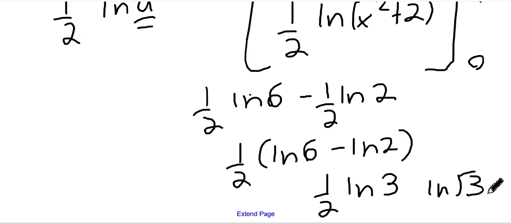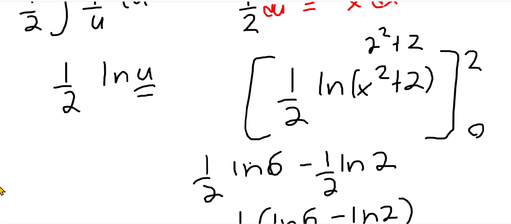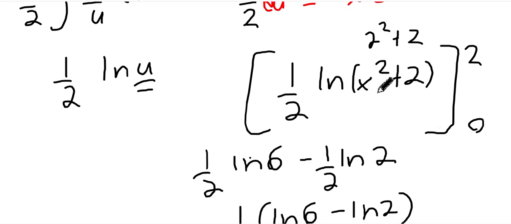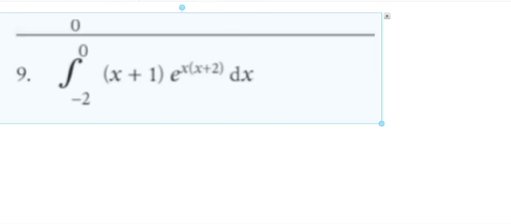Did I make a mistake? Oh. No, x squared, buddy. 0 squared plus 2. Sorry. So you have a choice.